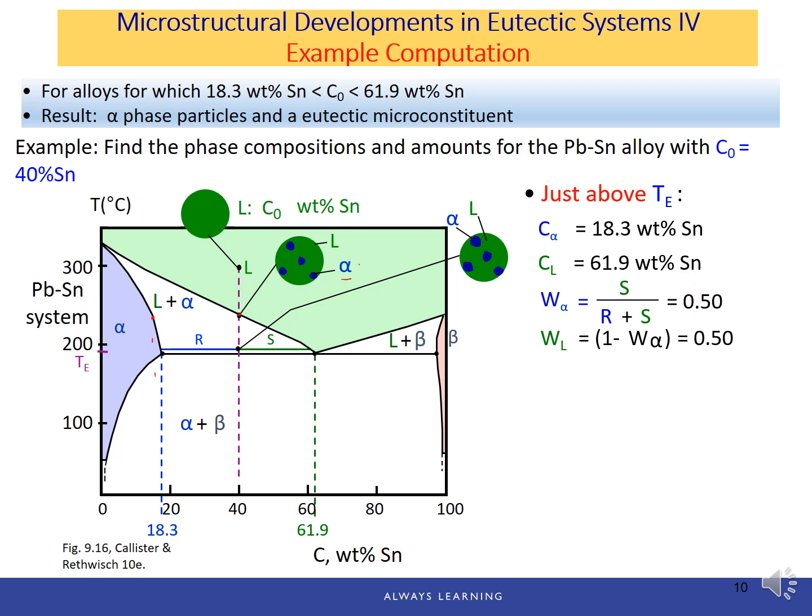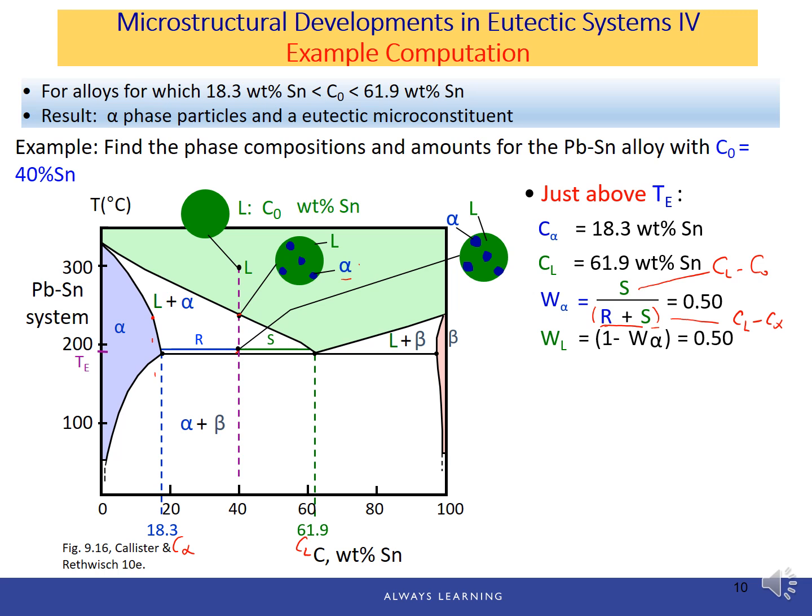Again, just as a review, S equals C_L minus C_0. Let me replace it a little bit. So C_L minus C_0 is the S, and R plus S, the entire lever length, will be C_L minus C_alpha. And the liquid phase will be the remaining, which is 1 minus the alpha phase. This is right above the eutectic reaction.